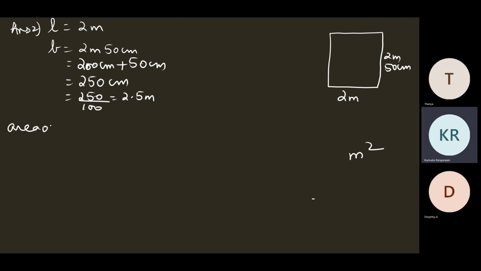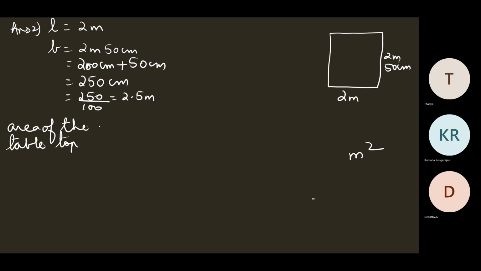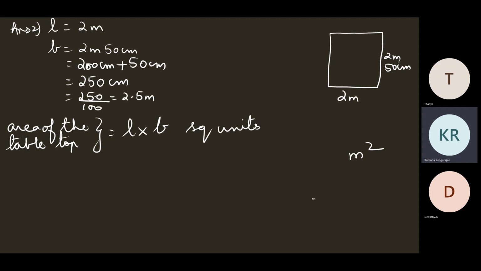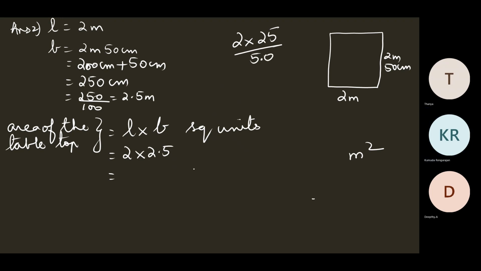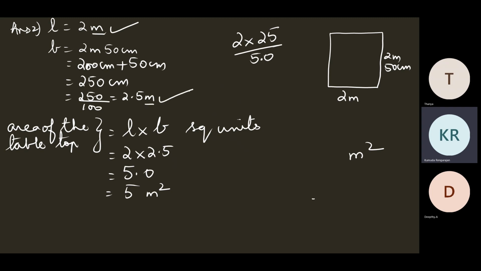Now area of the tabletop is equal to L into B. Square units. Area is always expressed in square units. So that is 2 into 2.5. When you multiply 2 and 25, you will get 50. Now, after the decimal point, there should be one digit. So 5.0, which is nothing but 5 meter square. Why meter square? Because length is in meter and breadth is also in meter. So the area will be expressed in meter square.